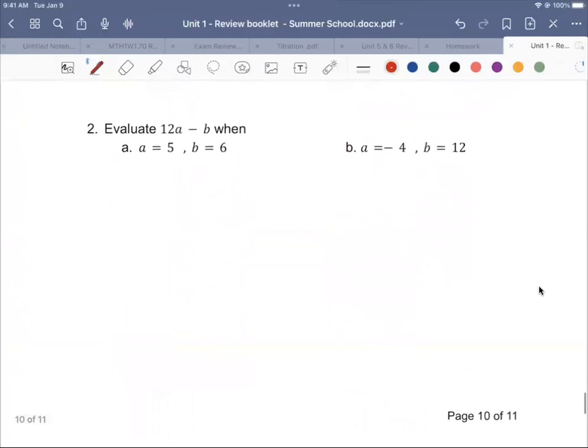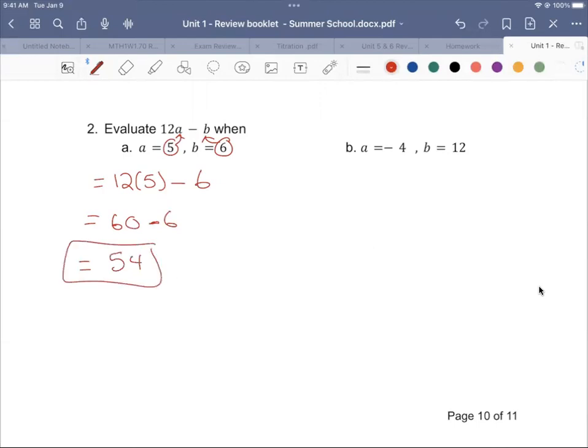If I move on to example 2, the only difference is I have 2 variables, but I am still given what both variables can be inputted for in numerical values. So in this case, I'm going to replace A with 5, and replace B with 6. So I'm going to substitute them. 12 times 5 minus 6. This will give me 12 times 5 is 60 minus 6. And this is 54.